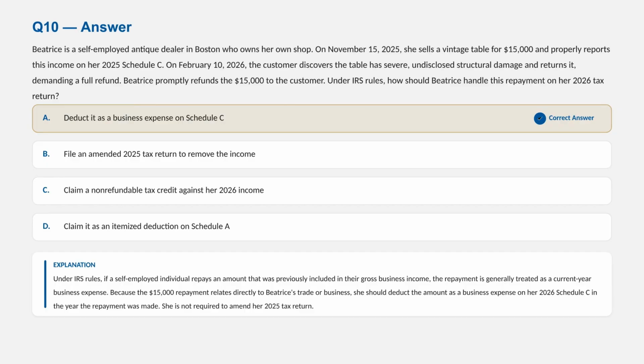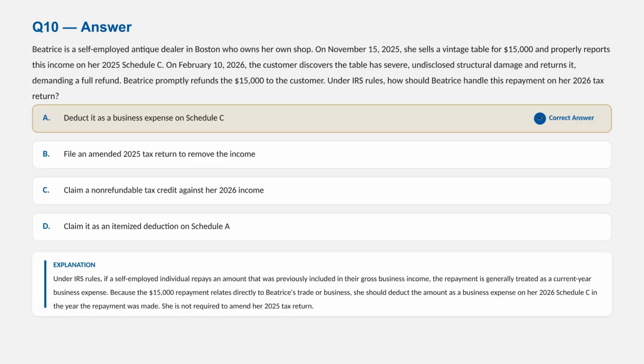The correct answer is A. Deduct it as a business expense on Schedule C. Under IRS rules, if a self employed individual repays an amount that was previously included in their gross business income, the repayment is generally treated as a current year business expense. Because the $15,000 repayment relates directly to Beatrice's trade or business, she should deduct the amount as a business expense on her 2026 Schedule C in the year the repayment was made. She is not required to amend her 2025 tax return.